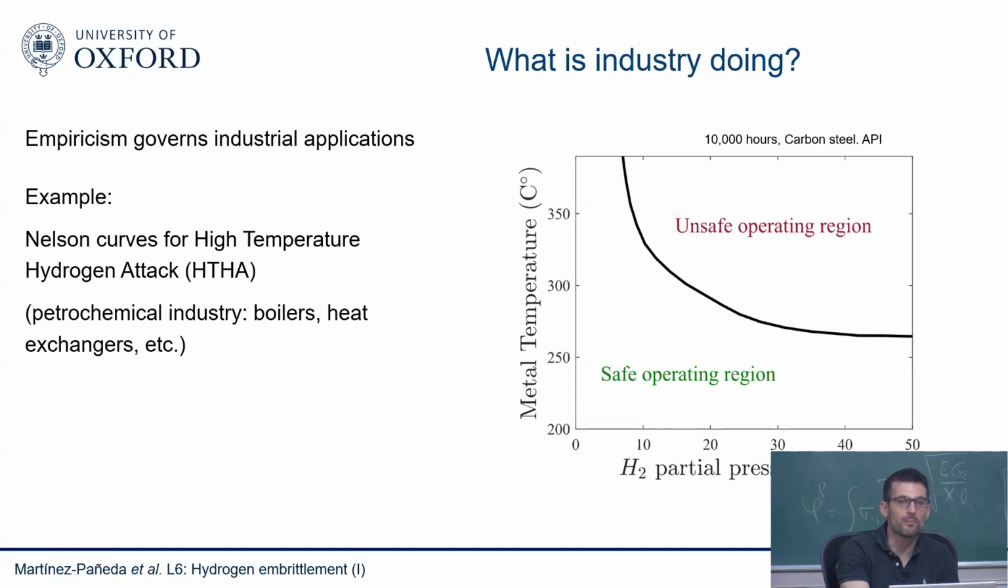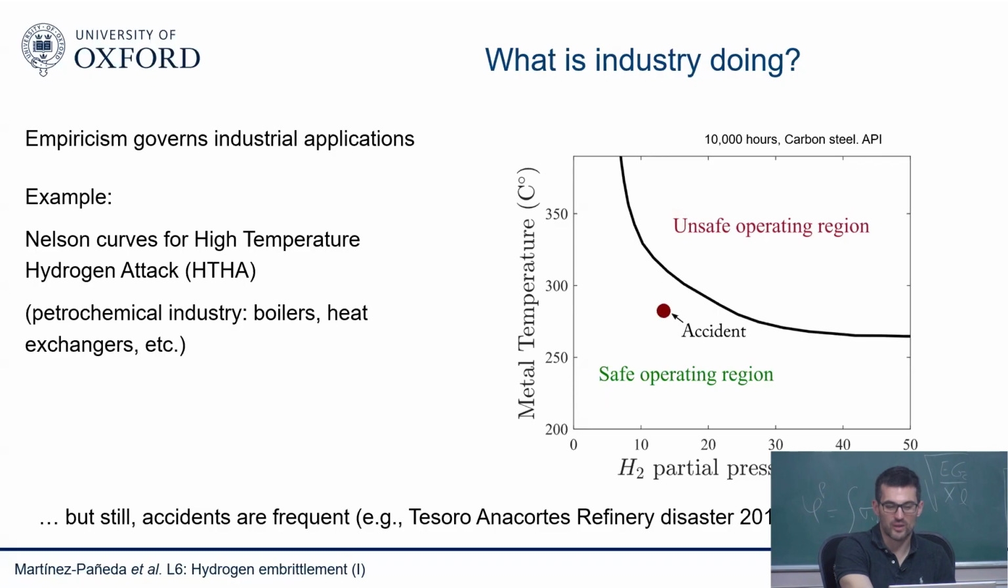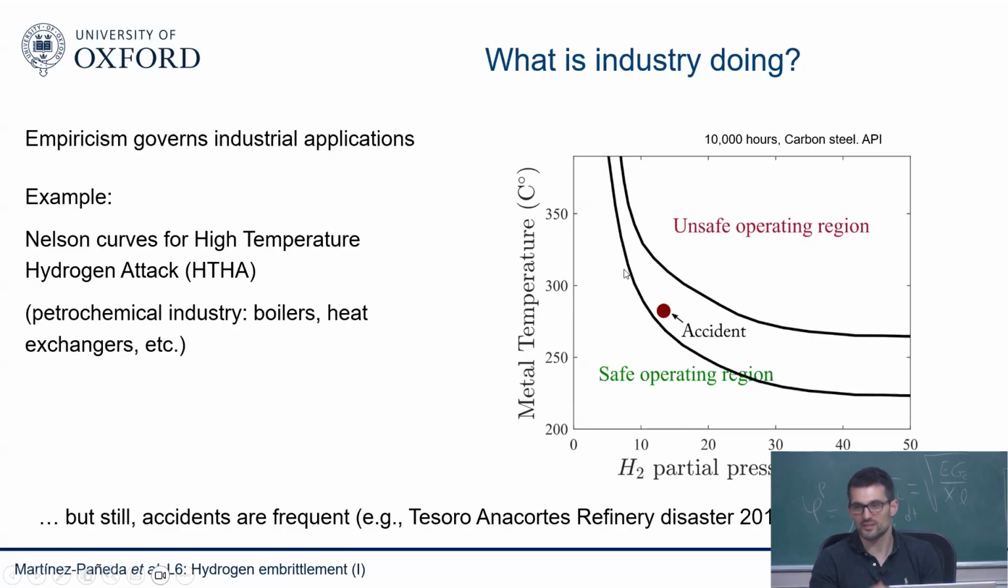So the way industry builds these graphs is by keeping track of accidents. So for example, this one in the Tesoro Cortez refinery in the US, 5 people died when a boiler exploded at a given pressure and temperature. So then the American Petroleum Institute meets and says, oh, well, some people died. Let's do a new line. So this is kind of the approach. It's very much driven by empiricism. And of course, these Nelson curves have been going down for the past 30 years, so that's a problem.